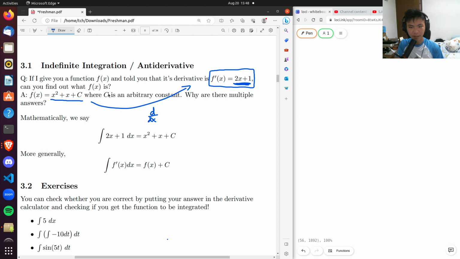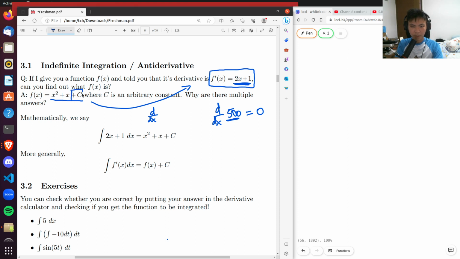Now, what is this c over here? This c can be any arbitrary constant because the derivative of a constant function, for example, the derivative of 5 or the derivative of 500 or the derivative of 1000, as long as it is a constant, will give you 0. So we can choose any c over here, and that will give us a valid antiderivative, a valid indefinite integral of 2x plus 1.